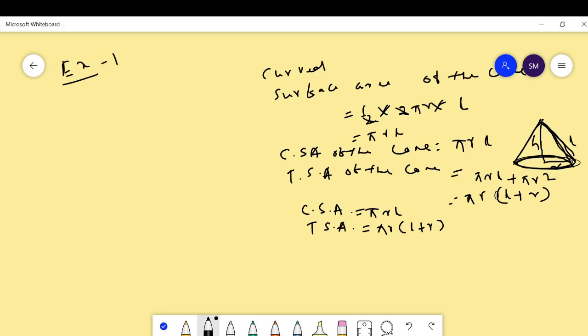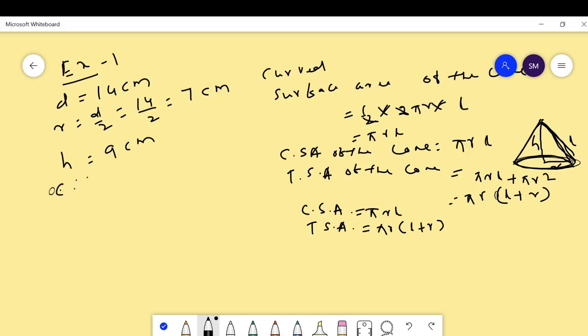Example 1 says the diameter of the cone is given, which is equal to 14 centimeter. As you know, r is equal to d upon 2. This is 14 upon 2, which is equal to 7 centimeter. Then the radius of the base of the cone is 7 centimeter. And the height is given, h is 9 centimeter. Then find the curved surface area of the cone. You have to find out the curved surface area, that is pi r L.